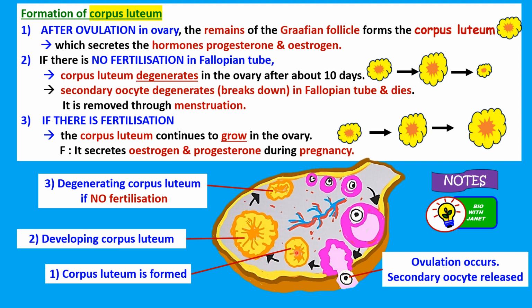So here we can see the corpus luteum formed after ovulation has occurred. So at first it will definitely grow bigger, whether there is or is no fertilization. It grows bigger at first, but after a while, if there's no fertilization, the corpus luteum will degenerate, as seen here, right? And then that means it will break down.